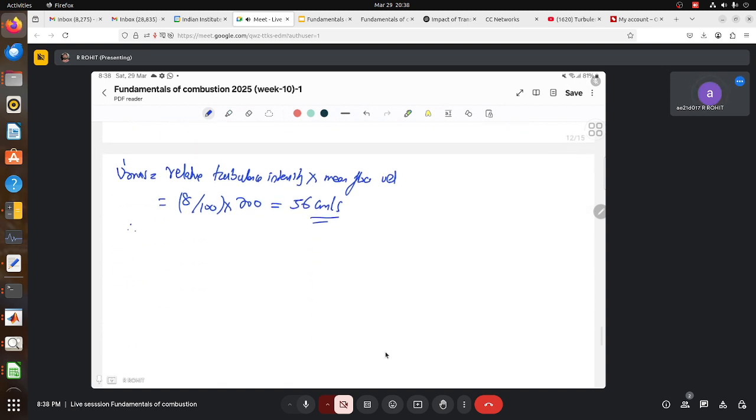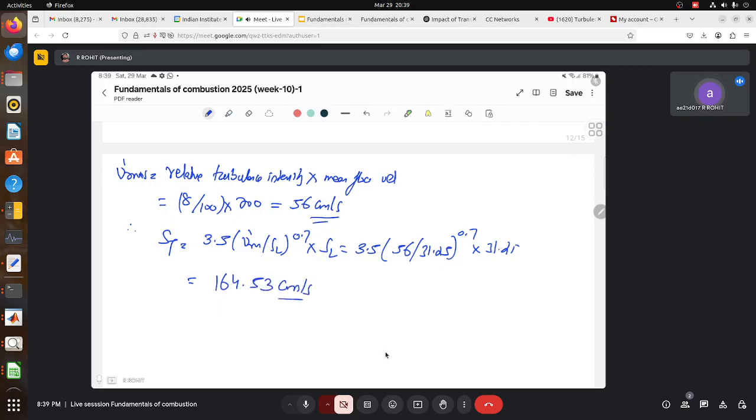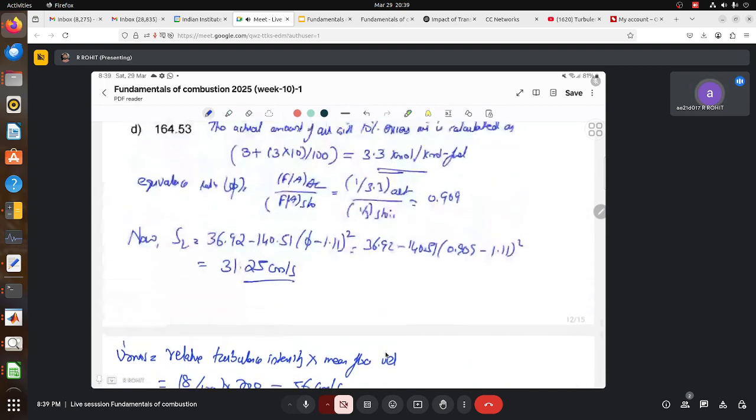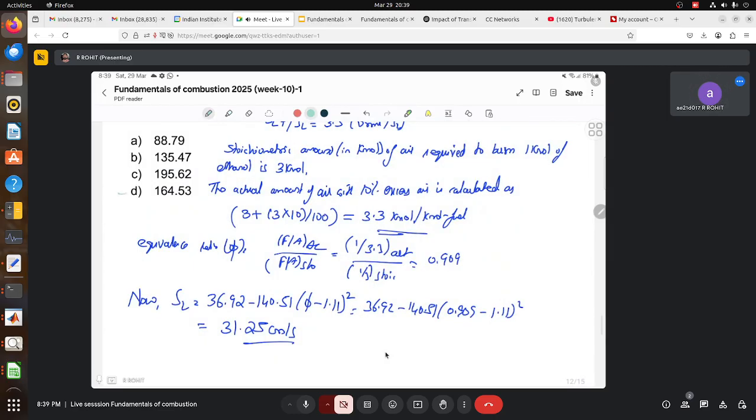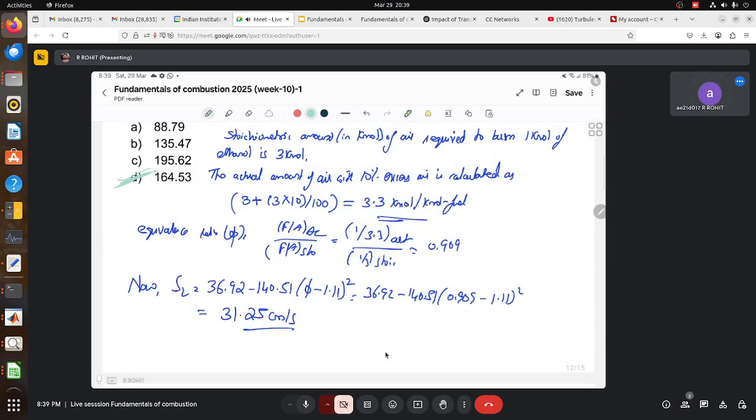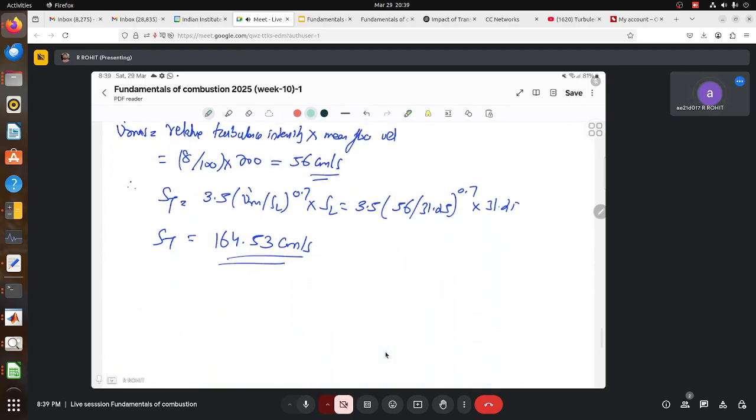Therefore your turbulent flame speed is 3.5 times (Vrms by SL) whole to the power 0.7 into laminar flame speed. So that is 3.5 times (56 by 31.25) whole to the power 0.7 times 31.25. This comes close to 164.53 centimeter per second. So option B is your correct answer. This will be your turbulent flame speed.